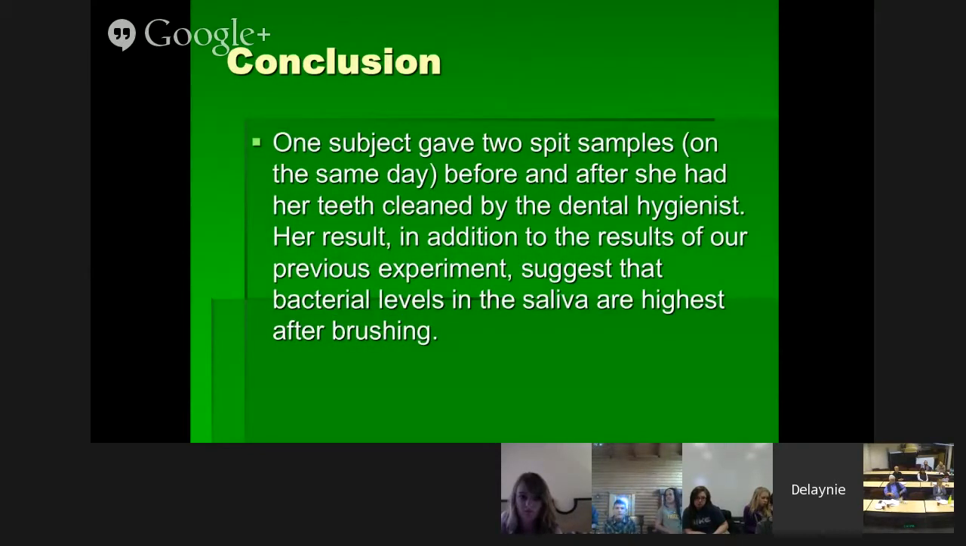One subject gave 2 spit samples, before and after she had her teeth cleaned. And in her results, we also took the results from our last experiment, which suggests that bacterial levels in the saliva are highest after brushing.